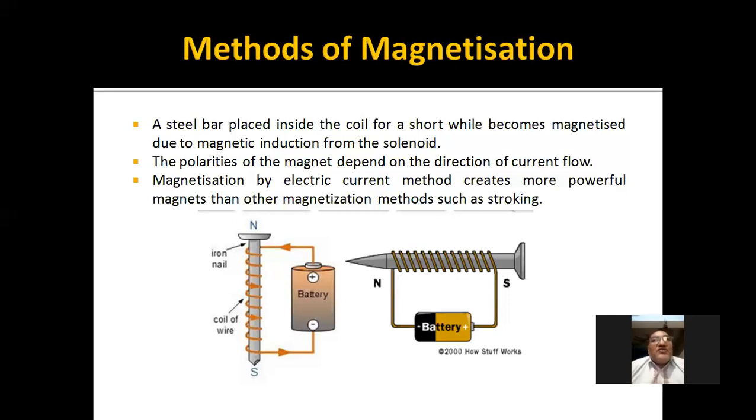So when you make them electromagnets, if you have an iron nail and you cut off the current supply, the iron will lose its magnetism immediately. But if you have a steel nail and you cut off the current, the steel will not lose its magnetism. It will retain its magnetic properties for a very long time. That's why we call steel a hard magnetic material, whereas iron is a soft magnetic material. I hope that you have understood this point.